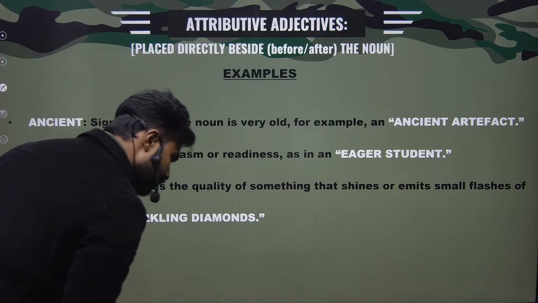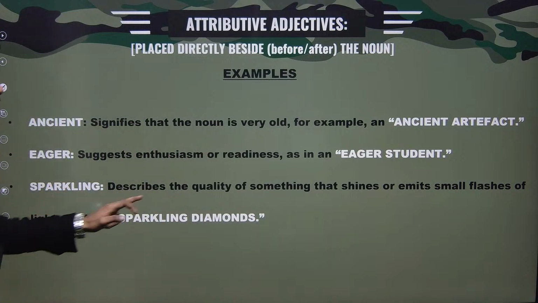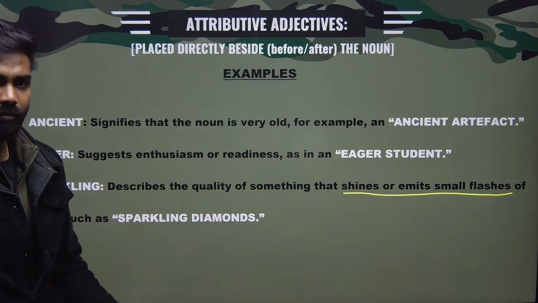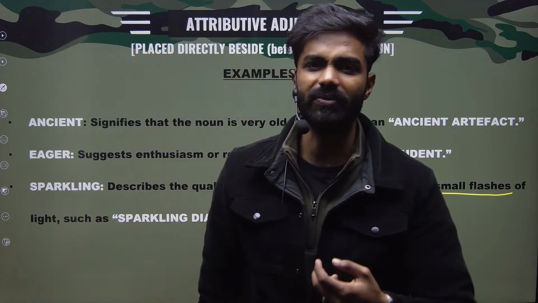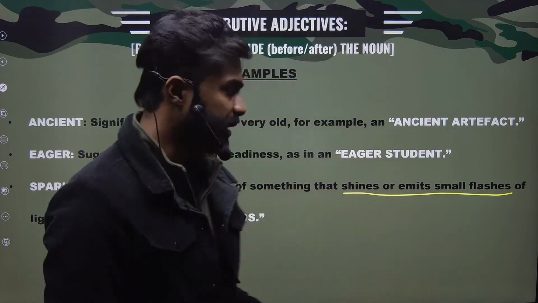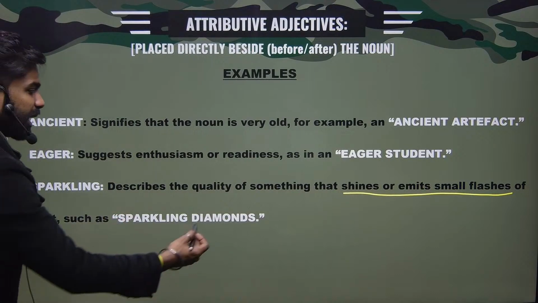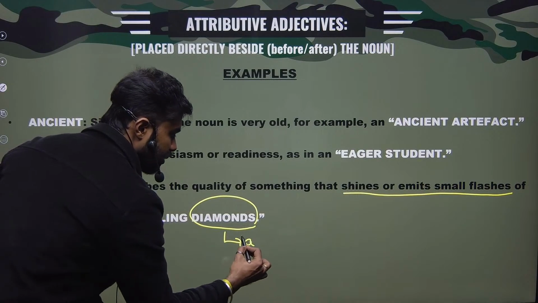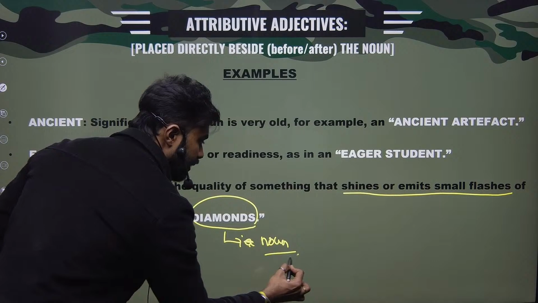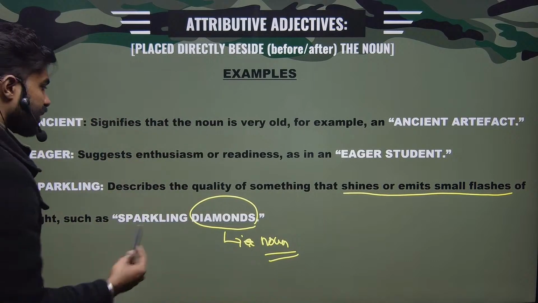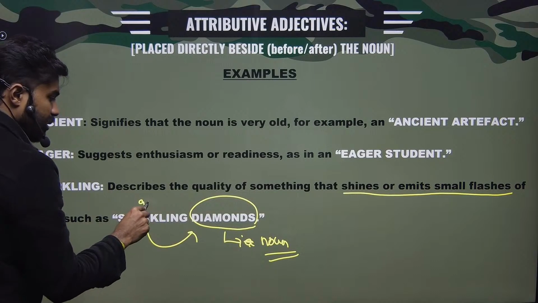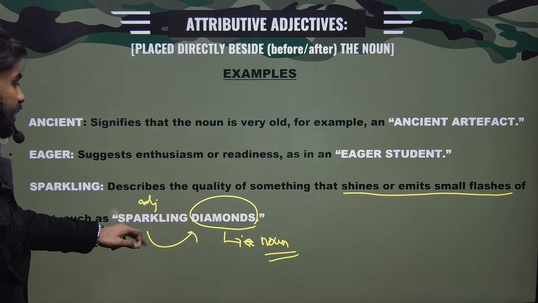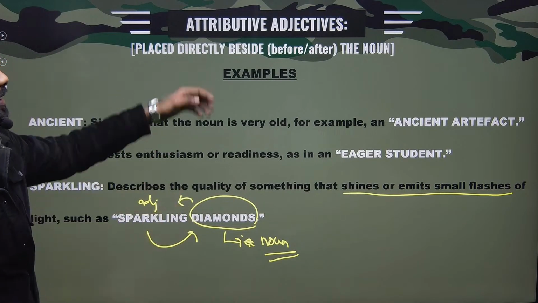One more example. Sparkling. Sparkling is a quality of something that shines or emits small flashes. What do you mean by sparkling? Sparkling means very shiny, or emitting small flashes of light. For example, diamonds. Diamonds are my noun. Clear? Sparkling diamonds. How are the diamonds? They are sparkling. So it is giving the quality of a diamond, so I'm calling it my adjective. And it is just placed before a noun, so I can call it an attributive adjective.